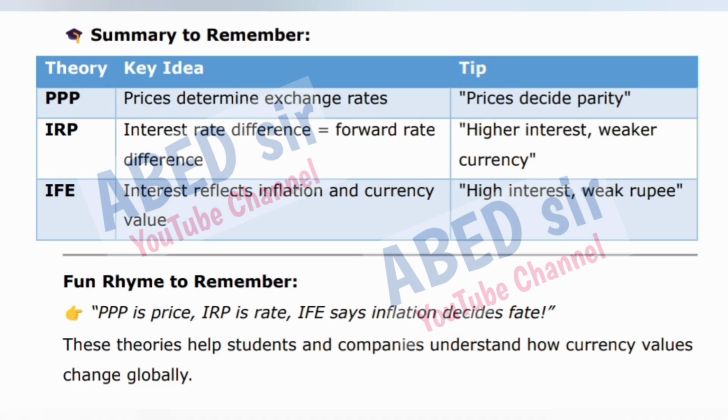Summary to remember. Theory, key idea, tip. PPP: prices determine exchange rates, prices decide parity. IRP: interest rate difference is equal to forward rate difference, higher interest, weaker currency. IFE: interest reflects inflation and currency value, high interest, weak rupee. Fun rhyme to remember. PPP is price, IRP is rate, IFE says inflation decides fate. These theories help students and companies understand how currency values change globally.